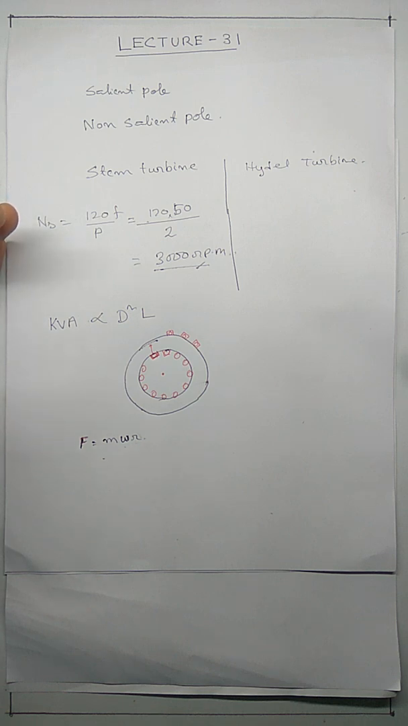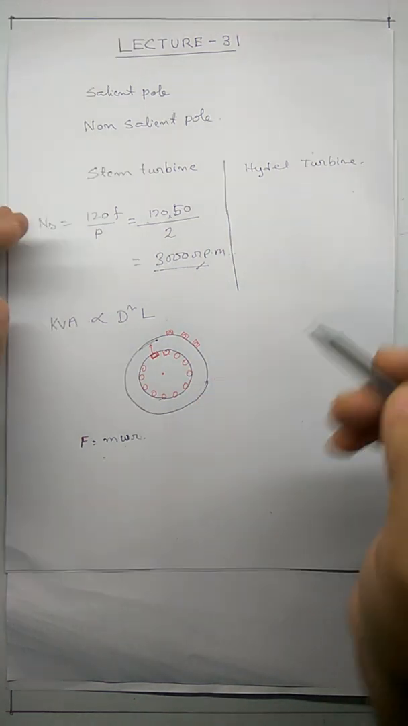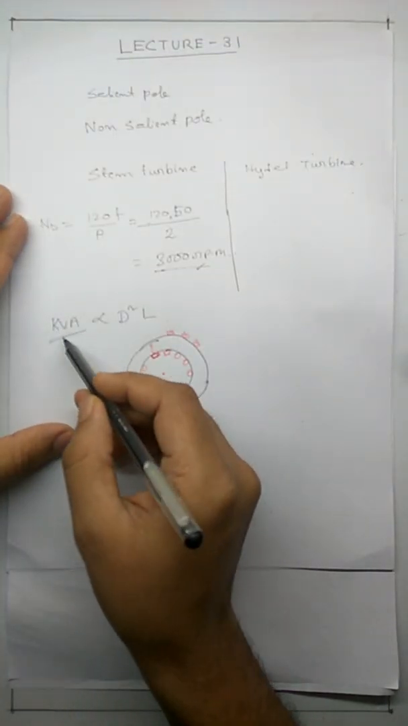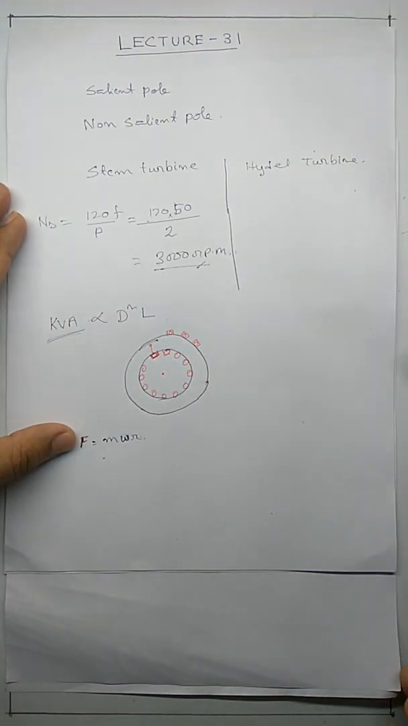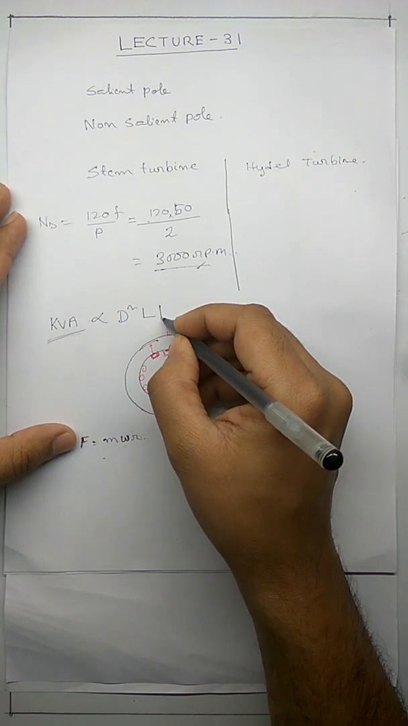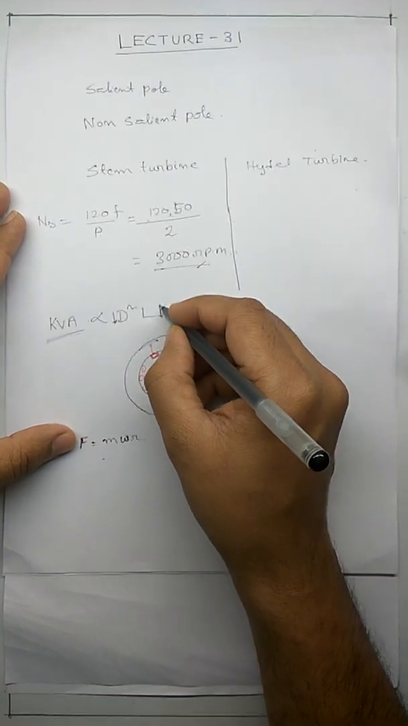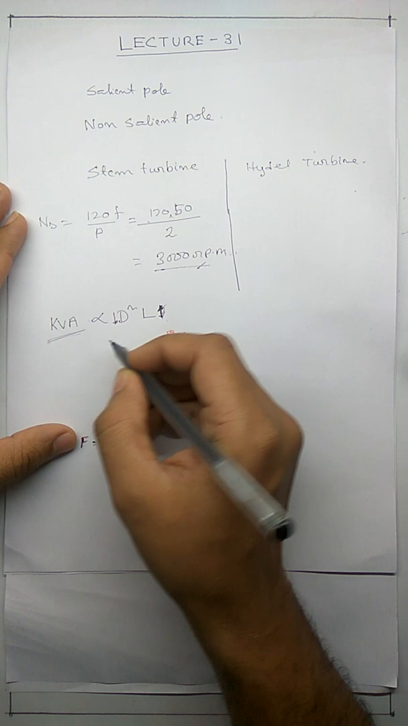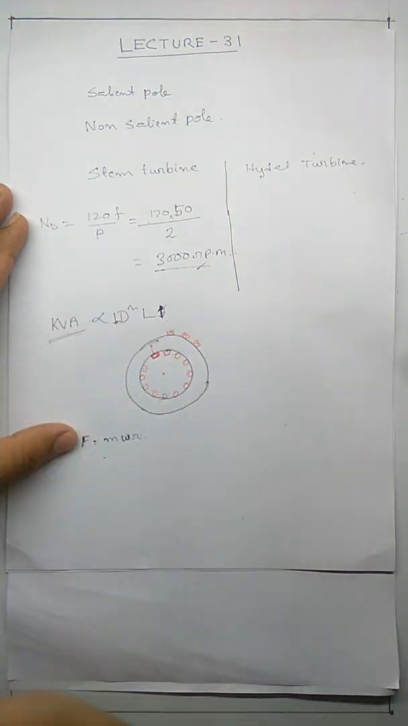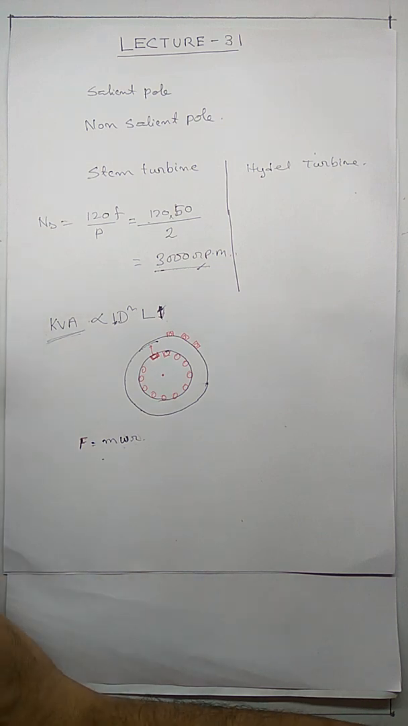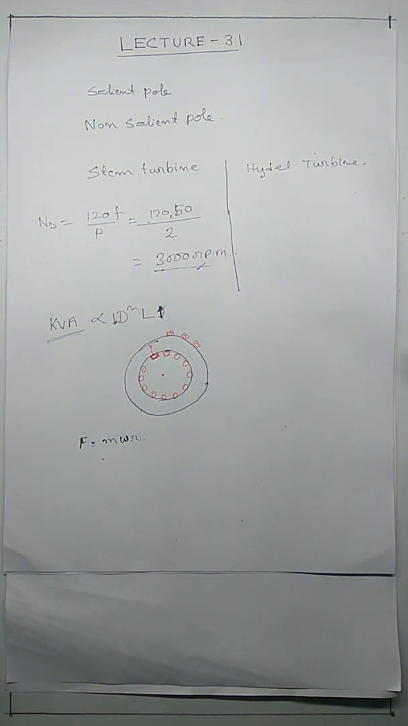Now, if you make it small in diameter and want to attain a particular kVA or MVA rating, you can put kVA or MVA here, it is the same. If you make the diameter small, you have to increase the length so that you can attain this value. So a steam turbine generator will be smaller in diameter and longer in length.